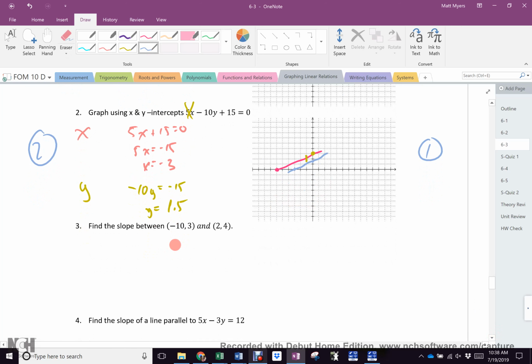Find this slope. 4 minus 3 over 2 plus 10, 1/12. 1 mark, because all you had to do is fill it in.